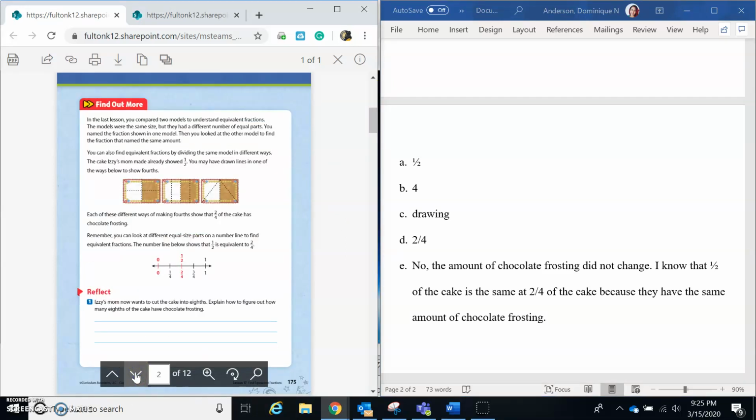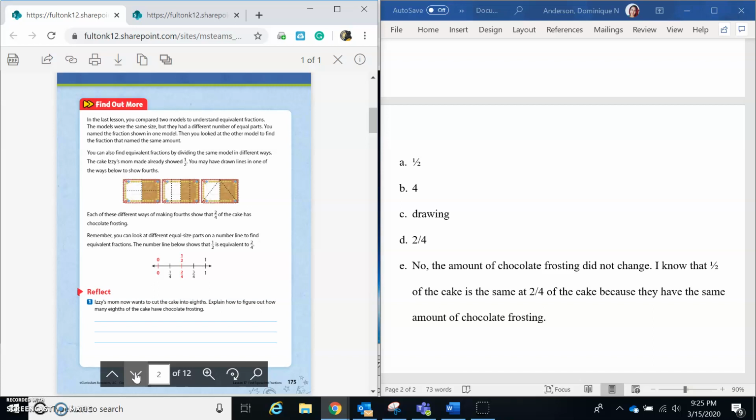Alright, so in the last lesson, you compared 2 models to understand equivalent fractions. The models were the same size, but they had a different number of equal parts. You named the fraction shown in one model. Then you looked at the other model to find the fraction that named the same amount. You can also find equivalent fractions by dividing the same model in different ways. The cake Izzy's mom made already showed 1/2. You may have drawn lines in one of the ways shown below to show fourths.